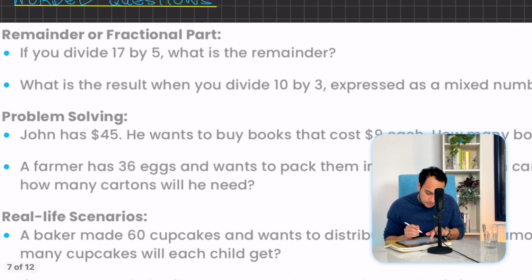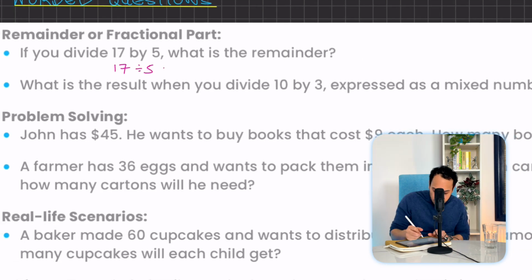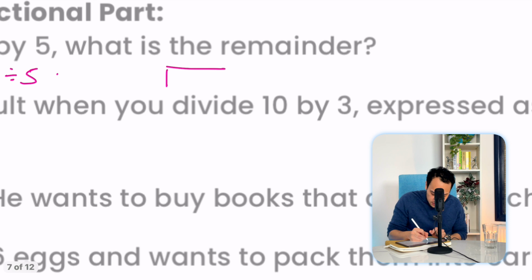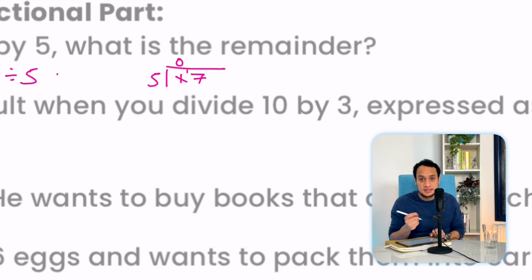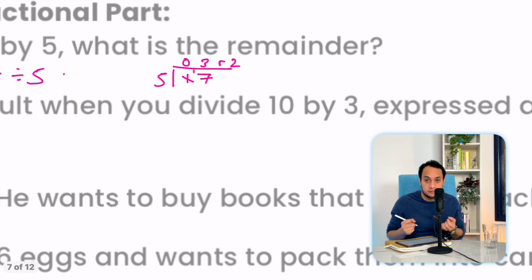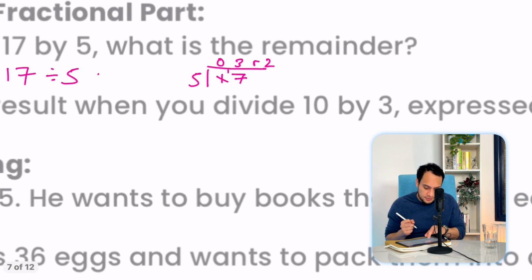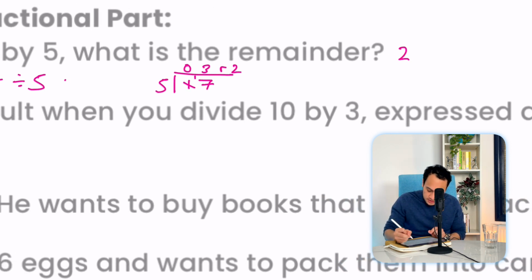If you divide 17 by 5, what is the remainder? Well, what we can do is create a little bus stop here. So 17 under the bus stop, 5 next to it. 5 fits 0 times into 1. So I'm going to put 0 there. And then we've got to carry the 1 onto the next number. So 5 into 17 will go 3 times, but then there'll be a remainder of 2. So our answer to the problem is not 3 remainder 2 or 3. Because it's asking for the remainder, we're just going to put a 2 like that.